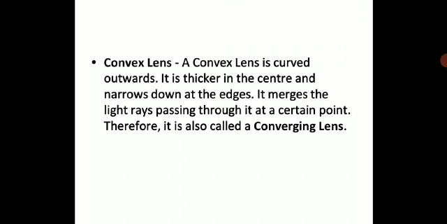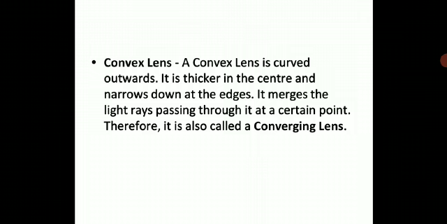A convex lens is curved outside. It is thicker in the center and narrows down at the edges. It merges the light rays passing through it at a certain point. Therefore, it is also called a converging lens. I hope you all have taken down all the points about lenses, and you have to write about the convex lens as well. So it is curved outward, it is thicker in the center and it narrows at the edges. It is a converging lens because it merges the light rays passing through it at a certain point.